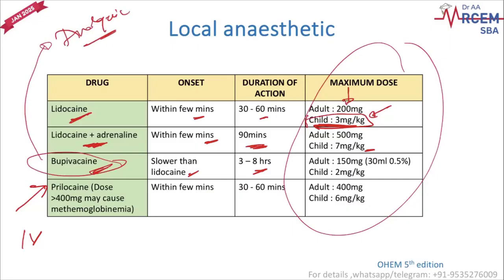Levobupivacaine is the preferred one. What is the dosing? 2 mg per kg. In adults, 150 mg, or the same formula itself can be used to calculate if you're aware of the weight of the person.